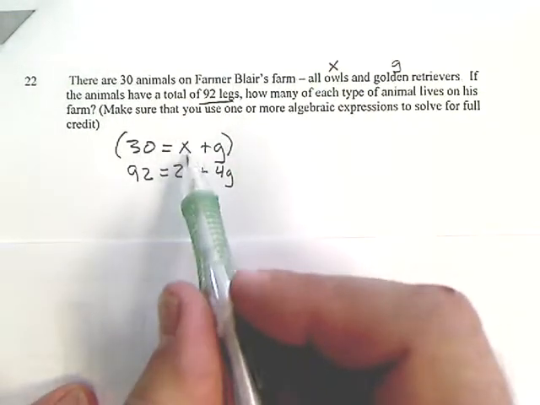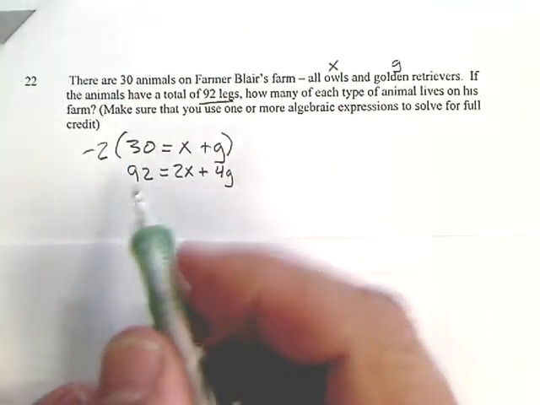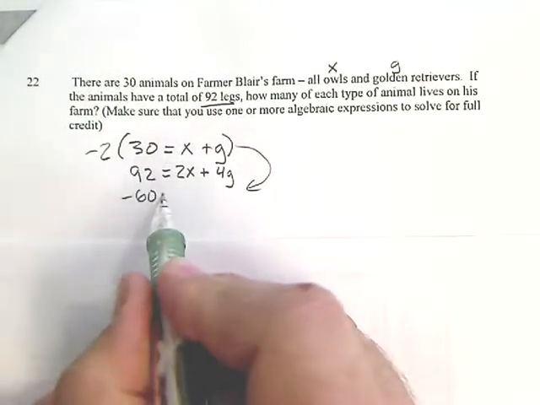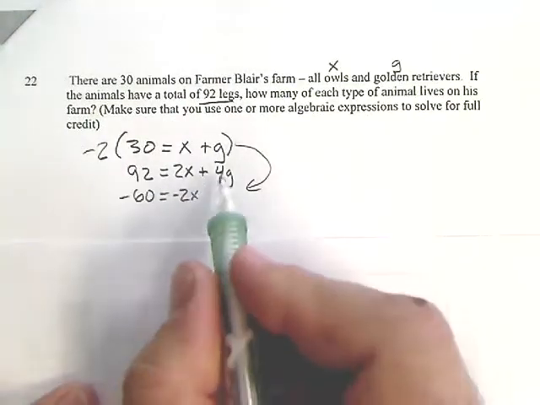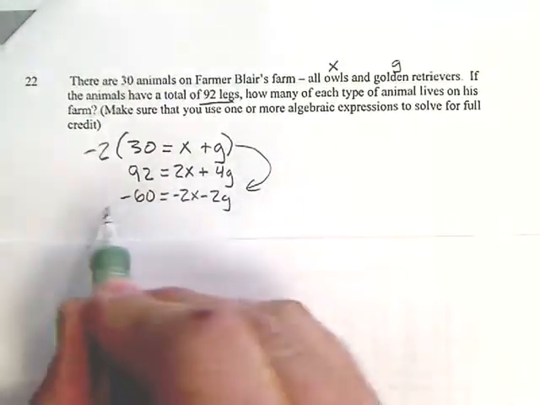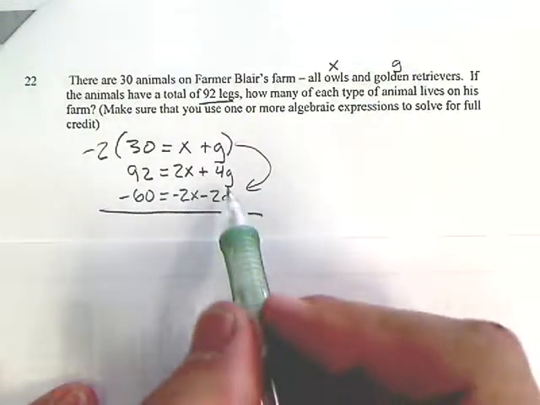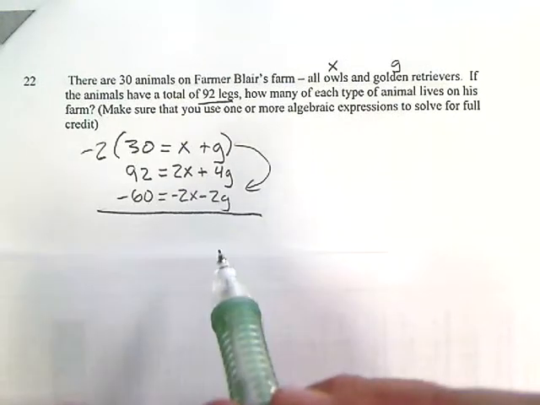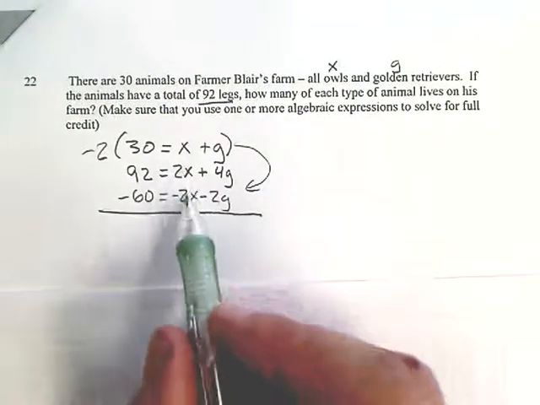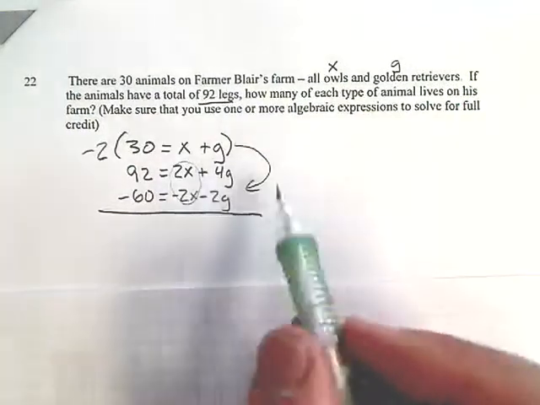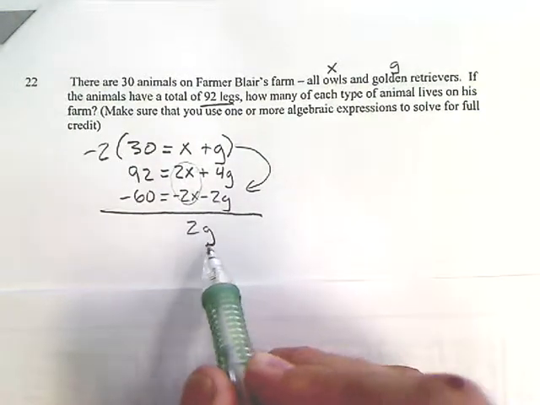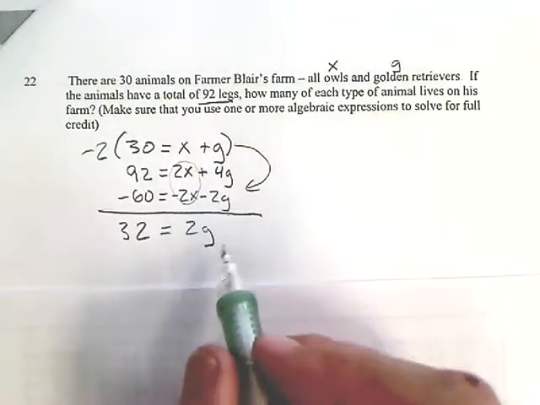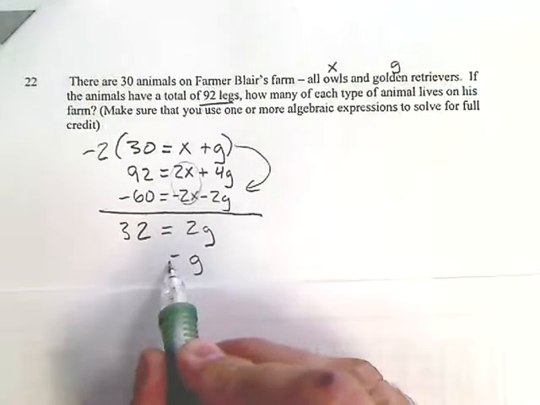So I would multiply by -2. I'm just going to rewrite it right underneath. So that gives me -60 equals -2x minus 2g. Now, when I add these 2 equations together, one of the variables eliminates. That's why I multiply it by -2. So the x's would eliminate. See, they're gone. This leaves me 2g equals big fat 32. So then divide by 2, g equals 16.